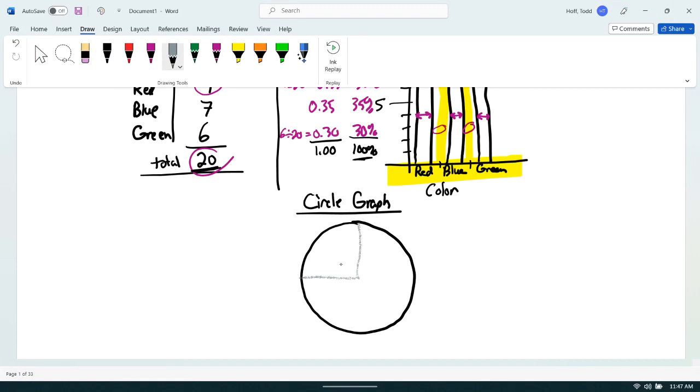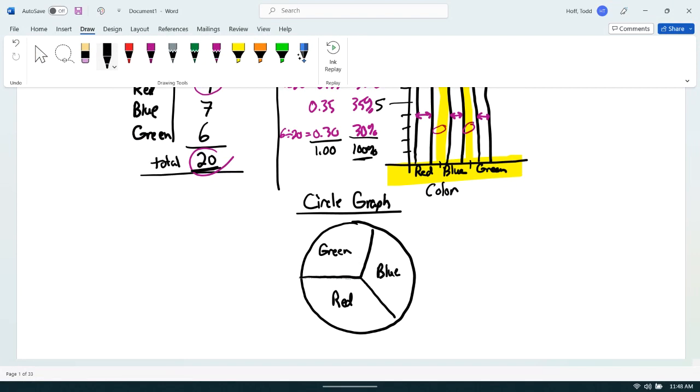a quarter of a circle is 25%. And so here we have the green that's 30%, so that's a little bit bigger than 25. Something like that. So that's going to be our green. And then, of course, red and blue, 35% each. So they're even slightly larger than the 25%, or the quarter of a circle.